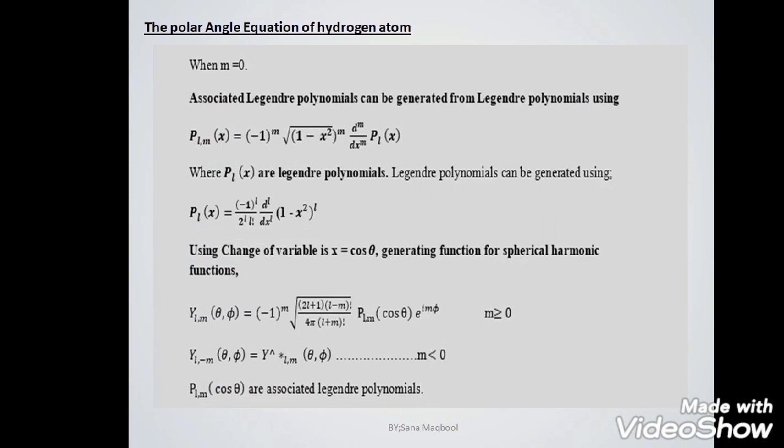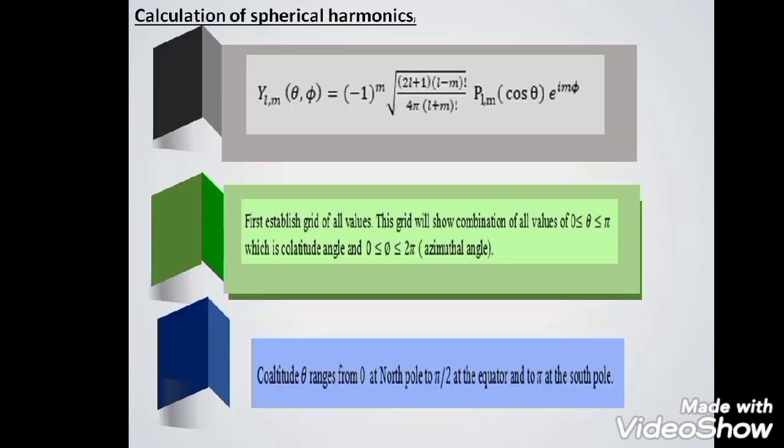When m is equal to 0, the associated Legendre polynomial can be generated from the Legendre polynomial, and using the change of variables, that is x is equal to cos theta, we can generate the function for the spherical harmonics, and over here the P_L^m(cos theta) is the associated Legendre polynomial.